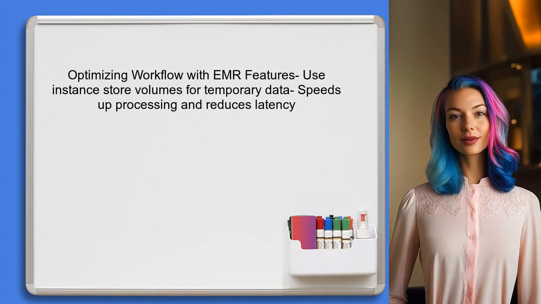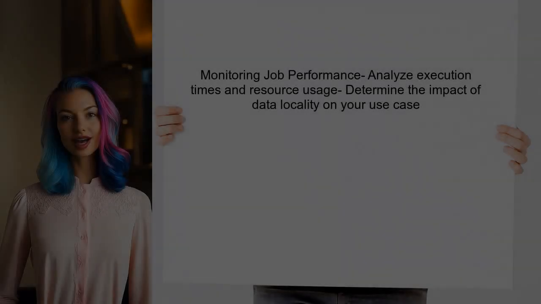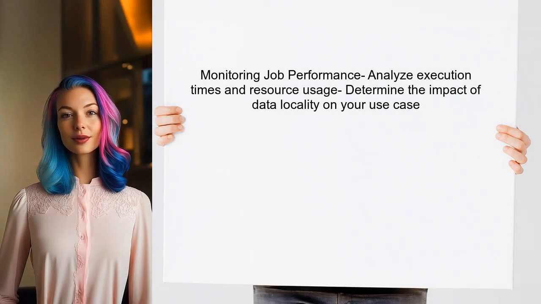Next, the user can optimize their workflow by using Amazon EMR's features. For example, they can configure the cluster to use instance store volumes for temporary data, which can speed up processing. Finally, the user should monitor their job performance. By analyzing the execution times and resource usage, they can determine if the data locality issue significantly affects their specific use case.